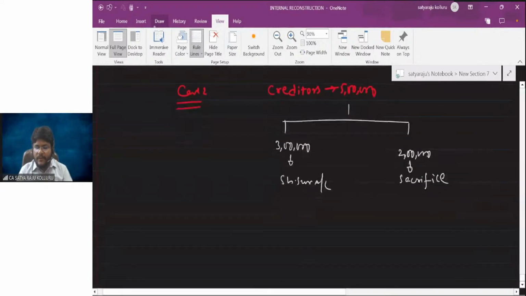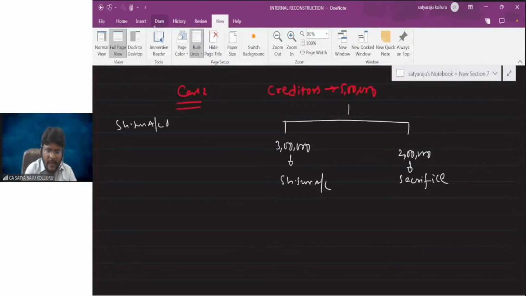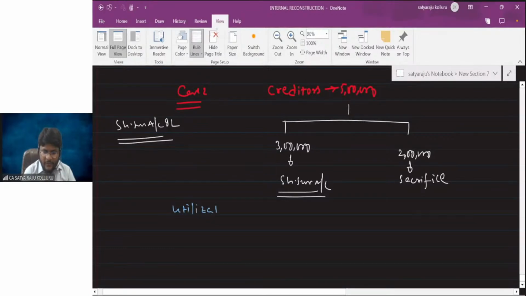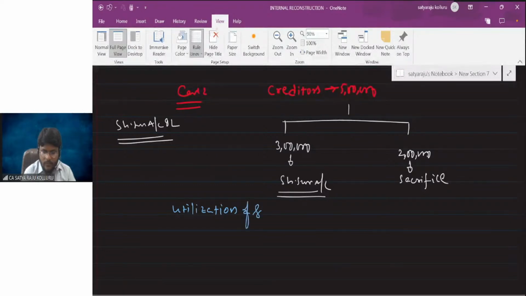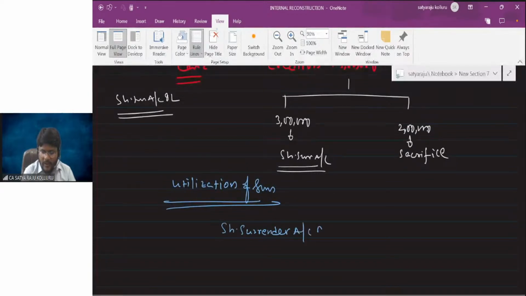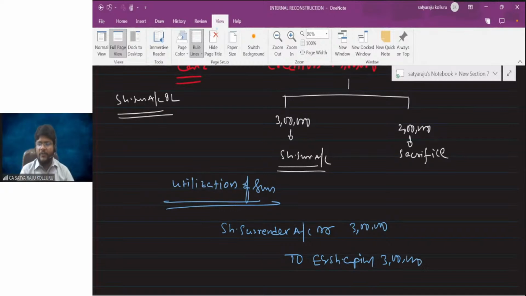Now, what is the entry, sir? First, always think that in our share surrender account, we have a balance of 8 lakhs. Whenever you are utilizing the share surrender, what is the entry? For utilization of share surrender, the entry is share surrender account Dr., or surrender of shares account Dr., whatever the case may be, to equity share capital, 3 lakhs.